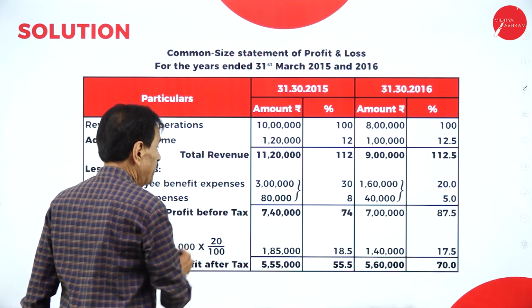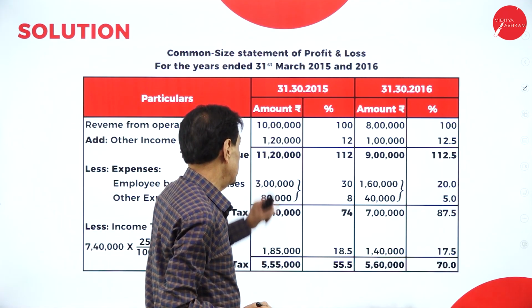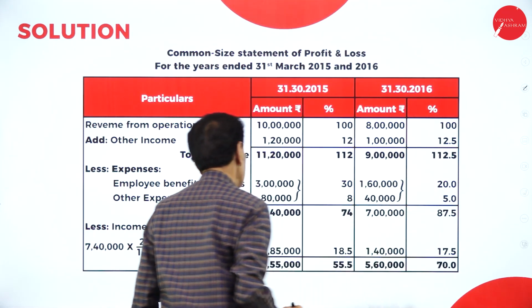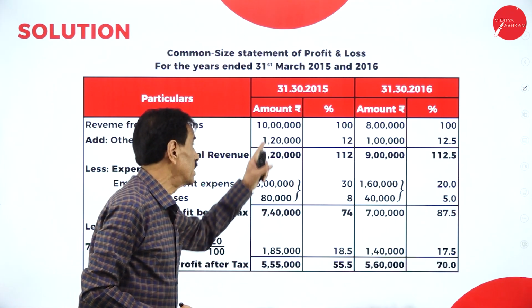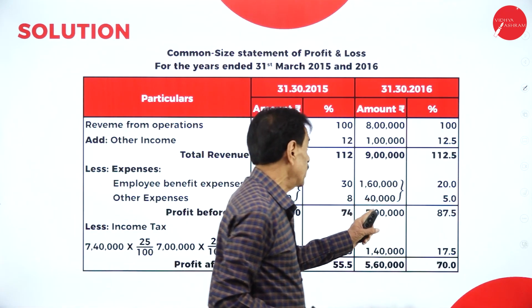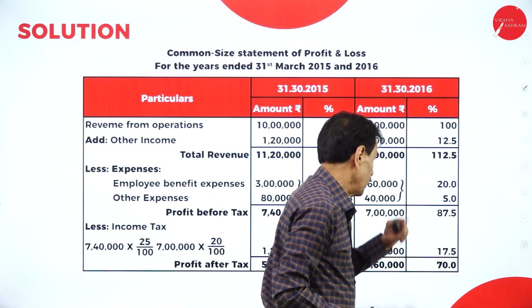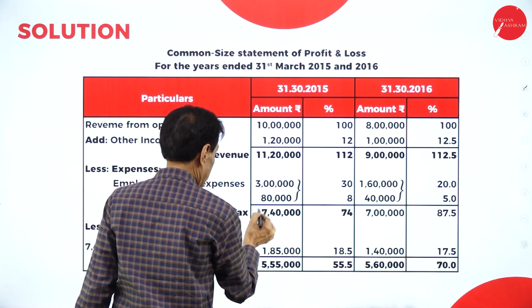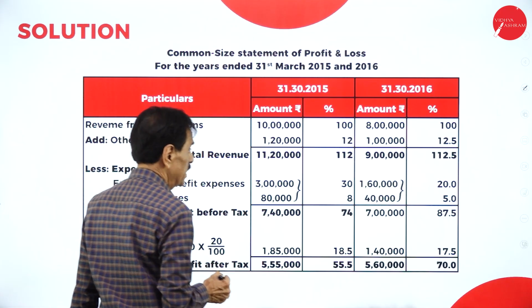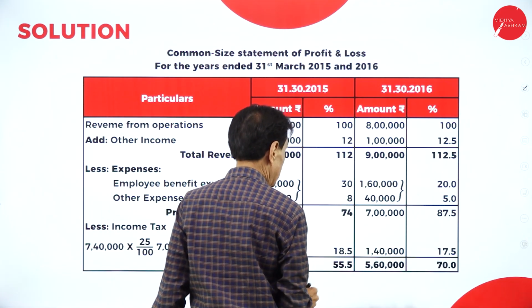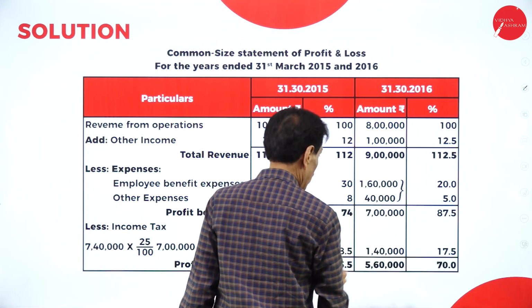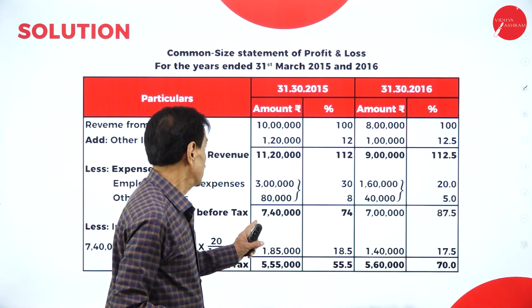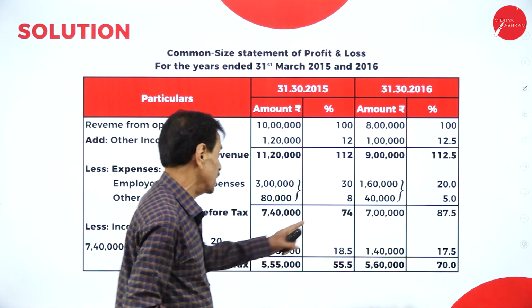Come to employees benefit expenses, 3 lakh divided by 10 lakh into 100 is 30. 1 lakh 60,000 divided by 8 lakh into 100 is 20. Then other expenses 80,000 divided by 10 lakh into 100 is 8. 40,000 divided by 8 lakh into 100 is 5%. If we deduct all these, 11 lakh 20,000 minus 3 lakh 80,000 is 7 lakh 40,000. 112 minus 30 minus 8 is 74. In the comparison statement, 7 lakh 40,000 divided by 10 lakh into 100 is 74.